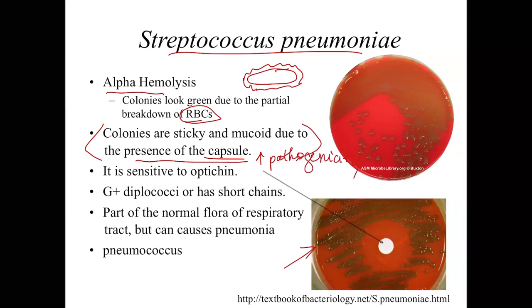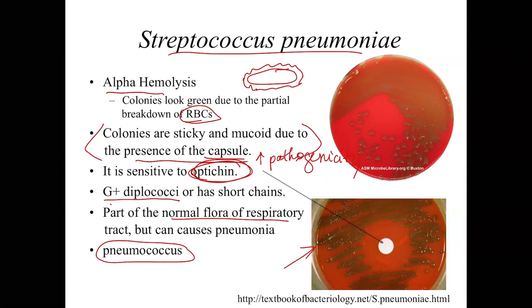Streptococcus pneumonia is also sensitive to an antibiotic called Optochin. If you make a slide of this, you're going to see gram-positive diplococci or short chains. This is normal flora found in your respiratory tract, but it could also cause pneumonia, and it's referred to as pneumococcus.